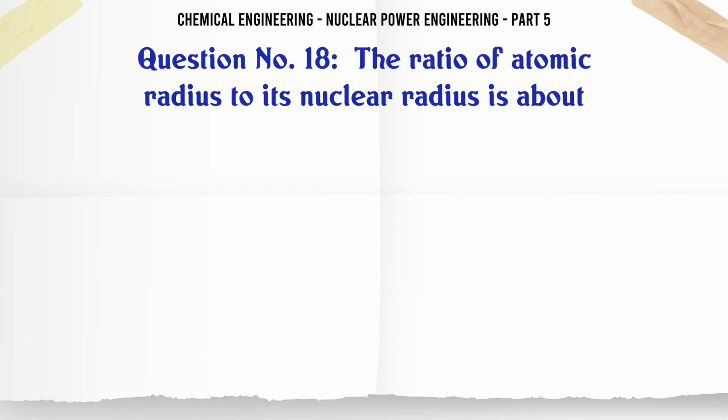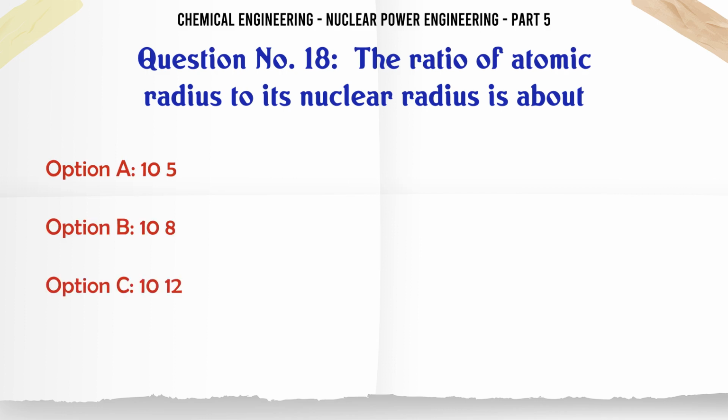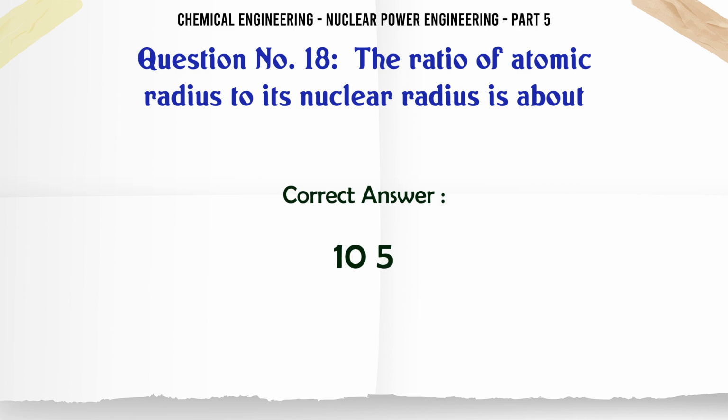The ratio of atomic radius to nuclear radius is about: A. 10:5, B. 10:8, C. 10:12, D. 10:15. The correct answer is 10:5.